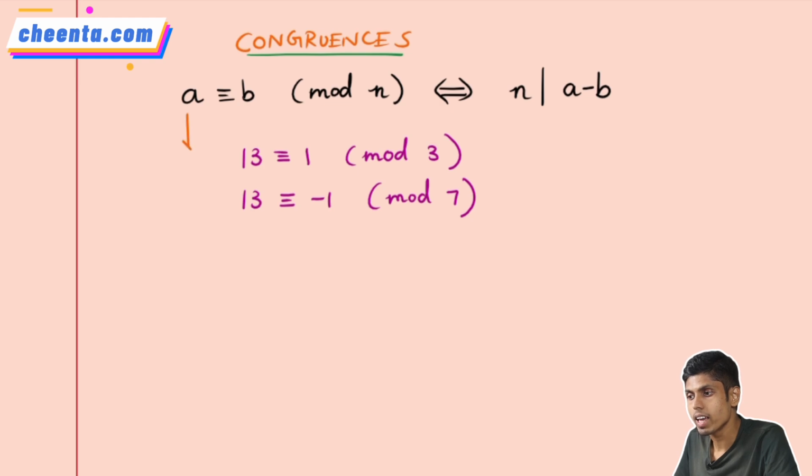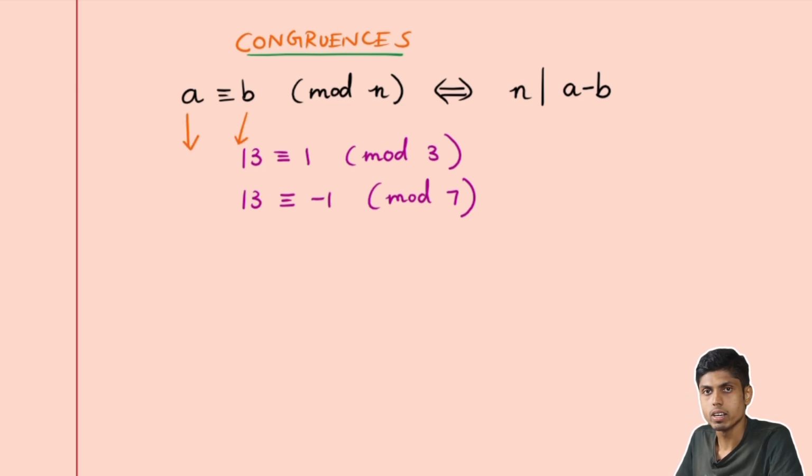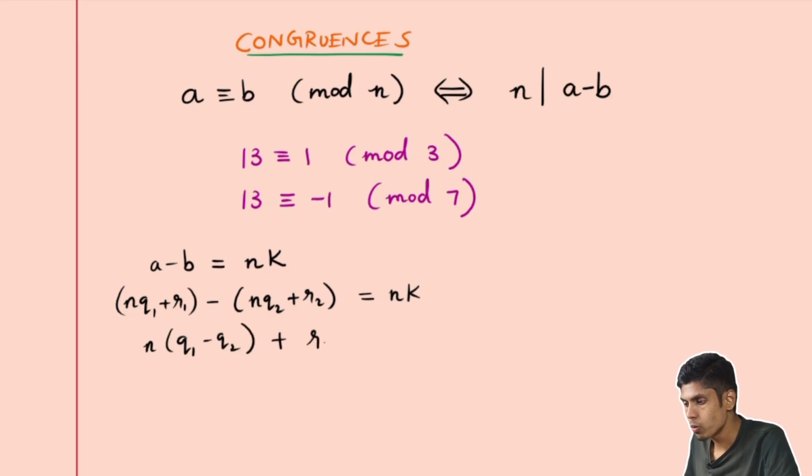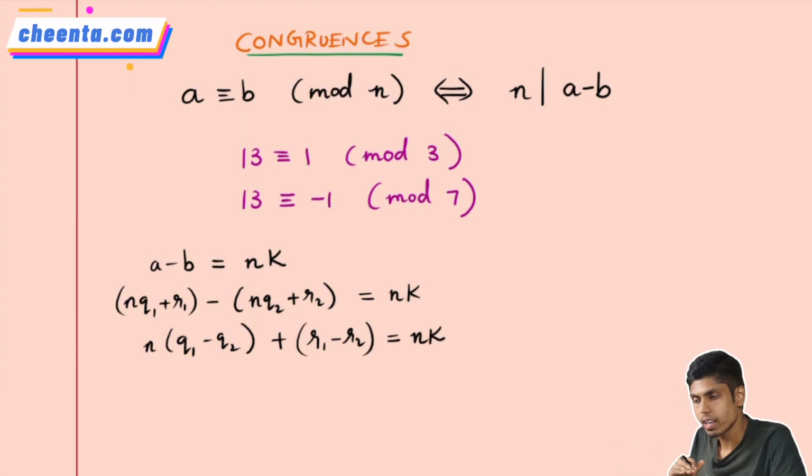Alright, this is very simple, but you can also understand it in the following way. The remainder when a is divided by n and b is divided by n will be the same. The reason is that since you have a minus b equal to some nk, and a has some nq1 plus r1 and b has nq2 plus r2, I want it equal to nk. So this is n times (q1 minus q2) plus (r1 minus r2) equals nk. The number on the RHS is divisible by n.